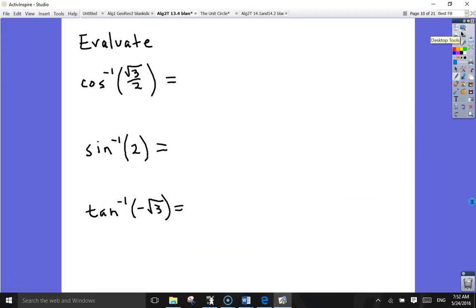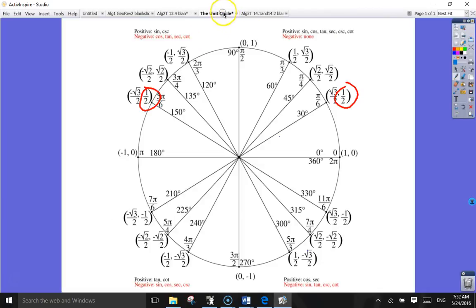Okay, so cosine inverse of root 3 over 2. Whenever I see the inverse function, I think to myself, that's like saying, where does cosine equal the square root of 3 over 2? That's just what I'm saying to myself as I'm doing this. Well, root 3 over 2, I know that's one of these coordinates from the unit circle. So on the unit circle, I'm looking for a root 3 over 2, and I'm looking for it in which position, x or y? Since it's a cosine, it's the x coordinate. So where does the cosine equal root 3 over 2?